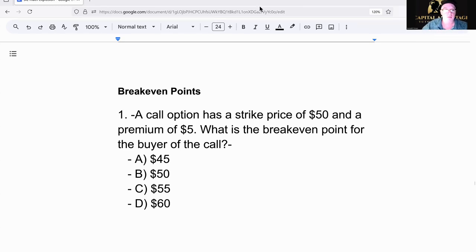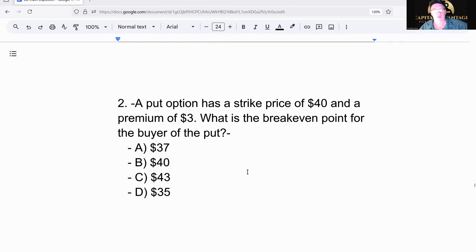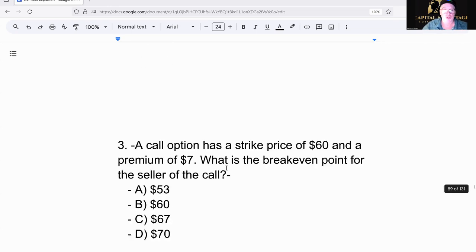So is this a call? Here we go. Press pause. Is this a call? Yeah. So we do strike plus premium. Strike plus premium, 55. Boom. Next question. That's all they're asking. So all I'm doing is break evens here. A put has a strike of 40 and a premium of 3. Call up, put down. So 40 minus 3, 37. Next question. Shouldn't even be thinking.